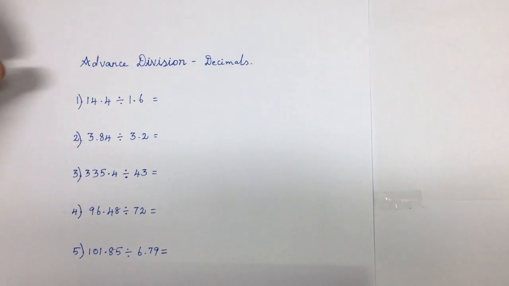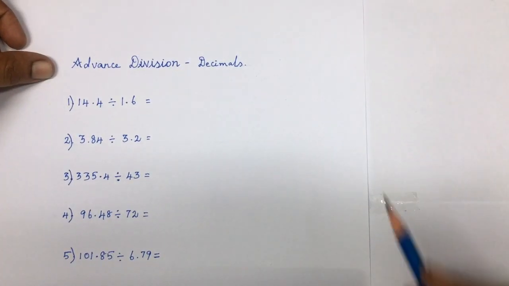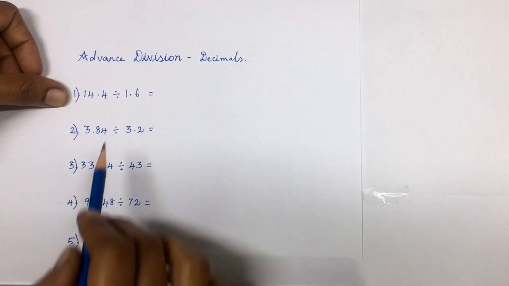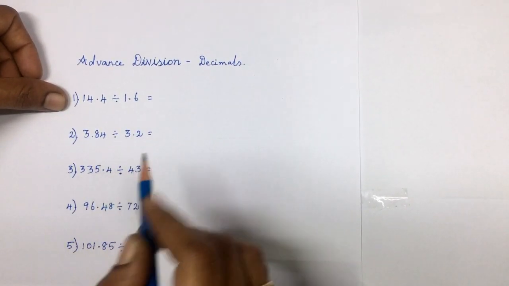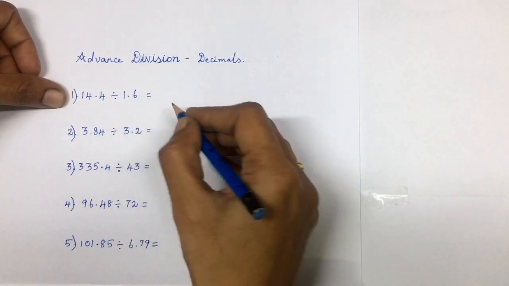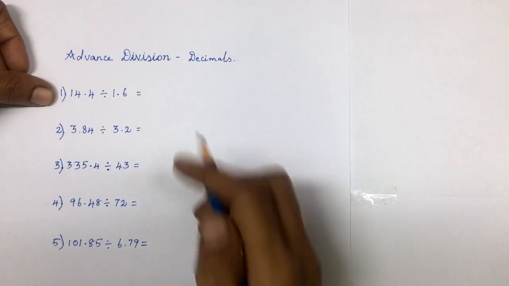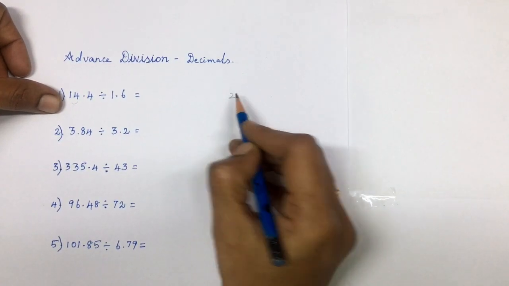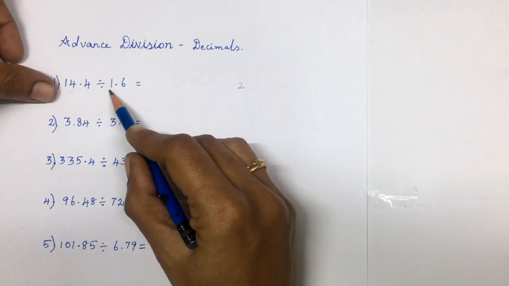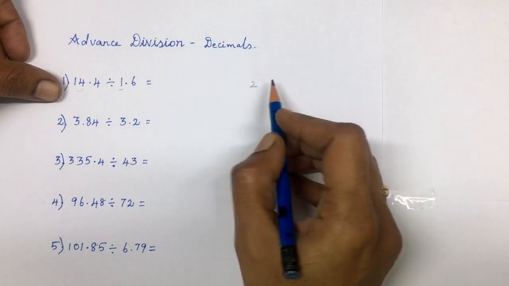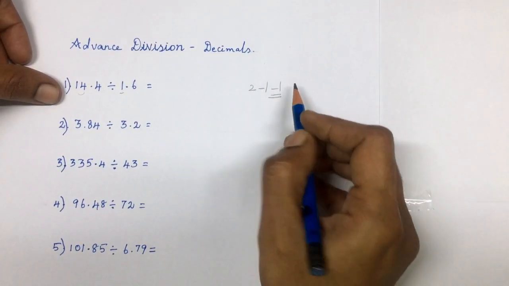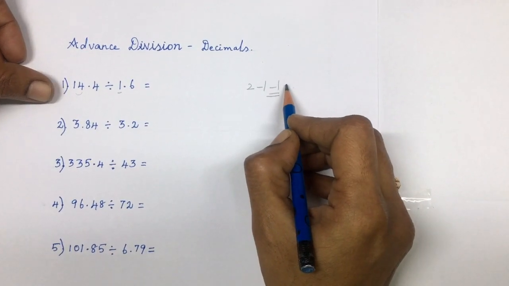Now we are going to learn advanced division, that is using decimal numbers. First problem, 14.4 divided by 1.6. Now we have to decide where to set the number in abacus. The dividend has two whole numbers, 2. Here in the divisor we have one whole number, minus 1. Again minus 1, this is the common rule to set the dividend in abacus.